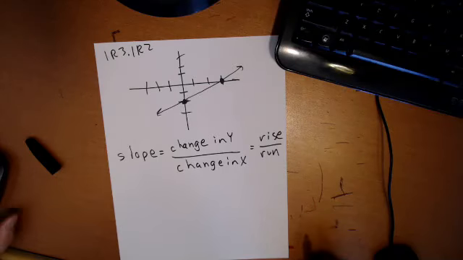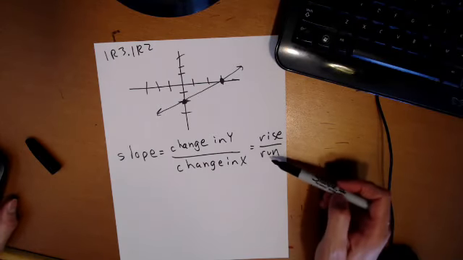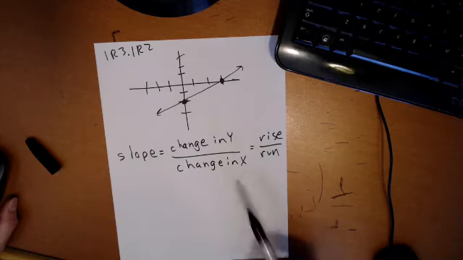Hey folks, IR3.IR2 is all about slopes. So the slope, I'm hoping we've seen this before. You may remember it is rise over run. Technically it's the change in y over the change in x.